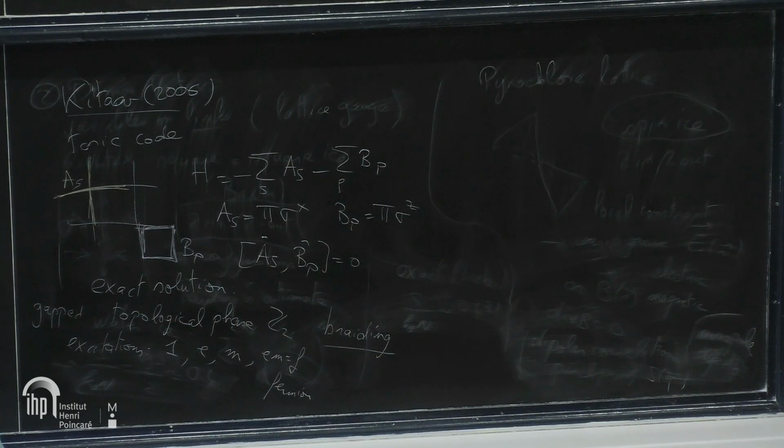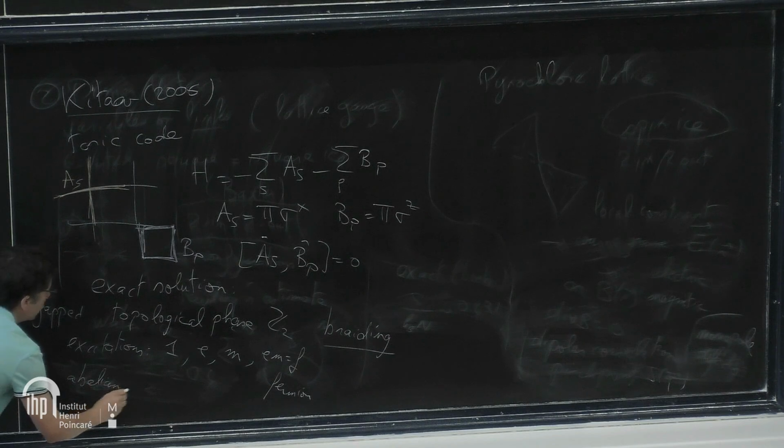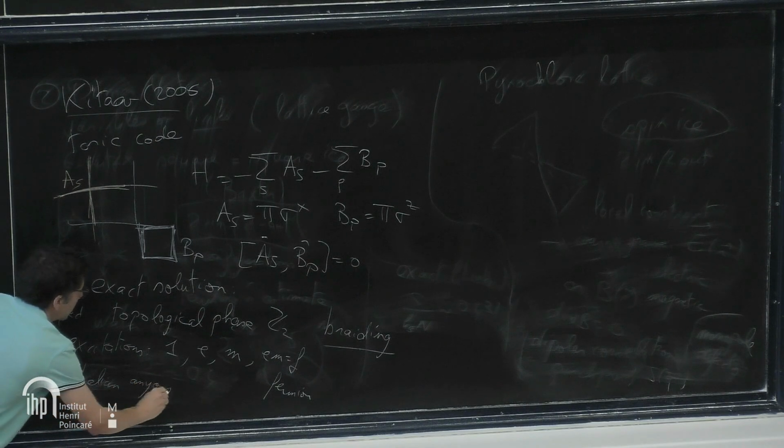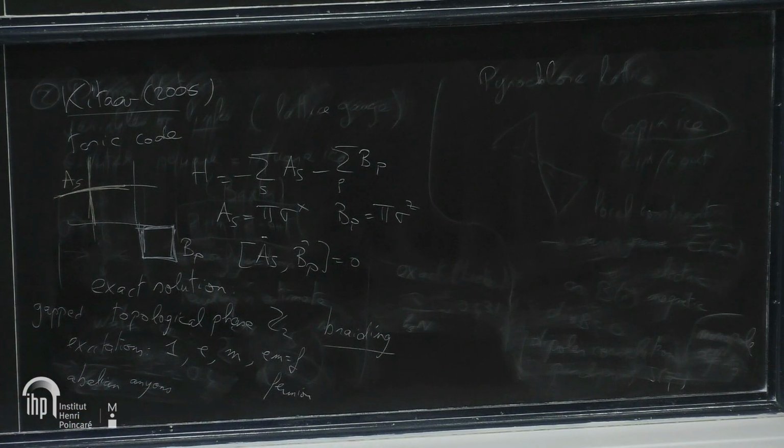Okay, so this is maybe what was not enough. Why don't people stop at this stage? Because they are anyons. These are 2D. You can have any kind of statistics like quantum Hall effect, but they are abelian anyons. So it's not what we want for applications.